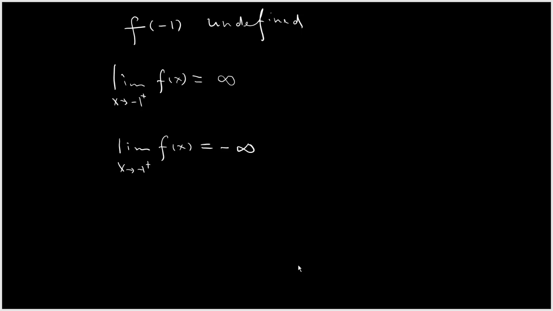Now the two one-sided limits are different. One is positive infinity, the other one is negative infinity. And then we say the limit of the function as x approaches -1, we say the limit does not exist.